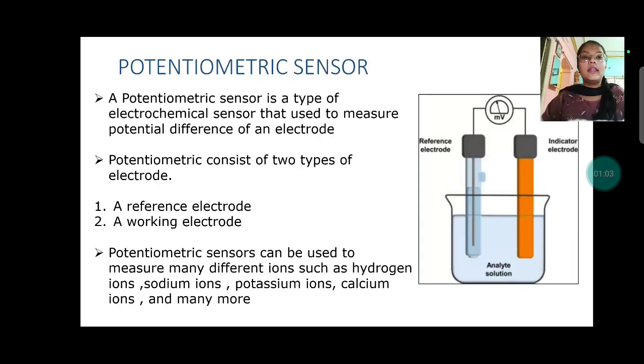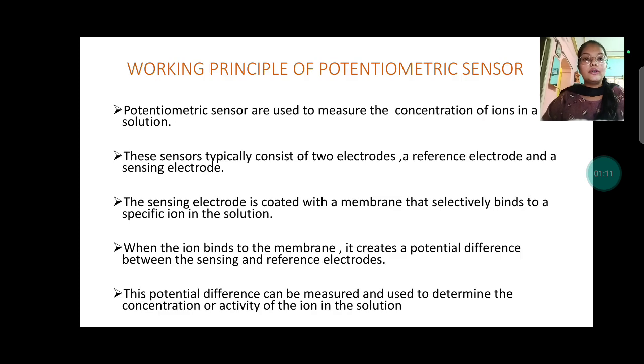Potentiometric sensor. A potentiometric sensor is a type of electrochemical sensor that is used to measure the potential difference of an electrode. Potentiometric sensors consist of two types of sensors. Working principle of potentiometric sensor. Potentiometric sensors are used to measure the concentration of ions in a solution.